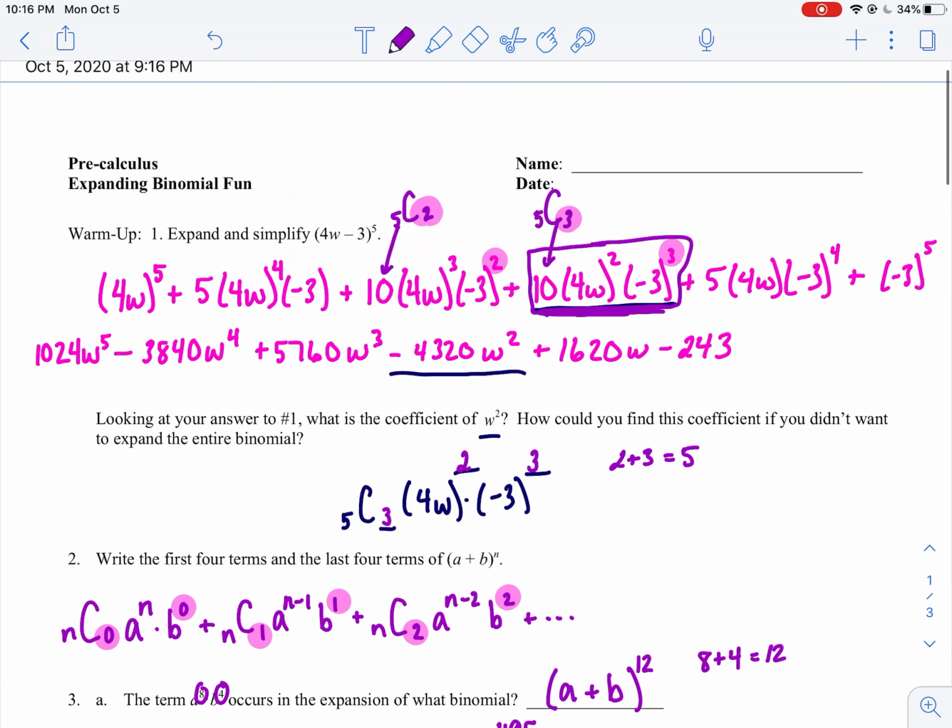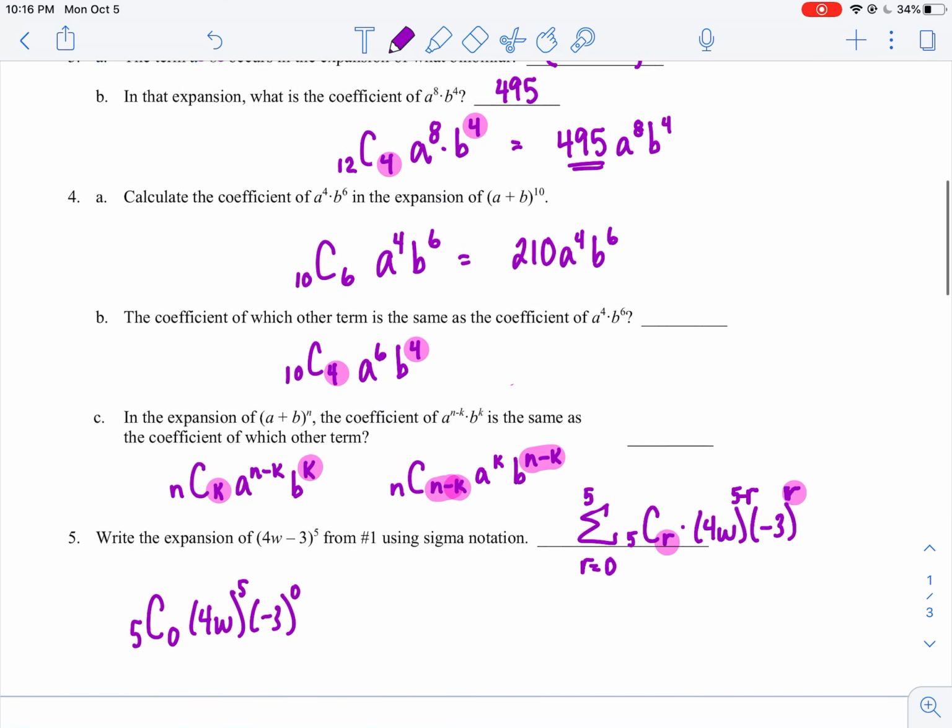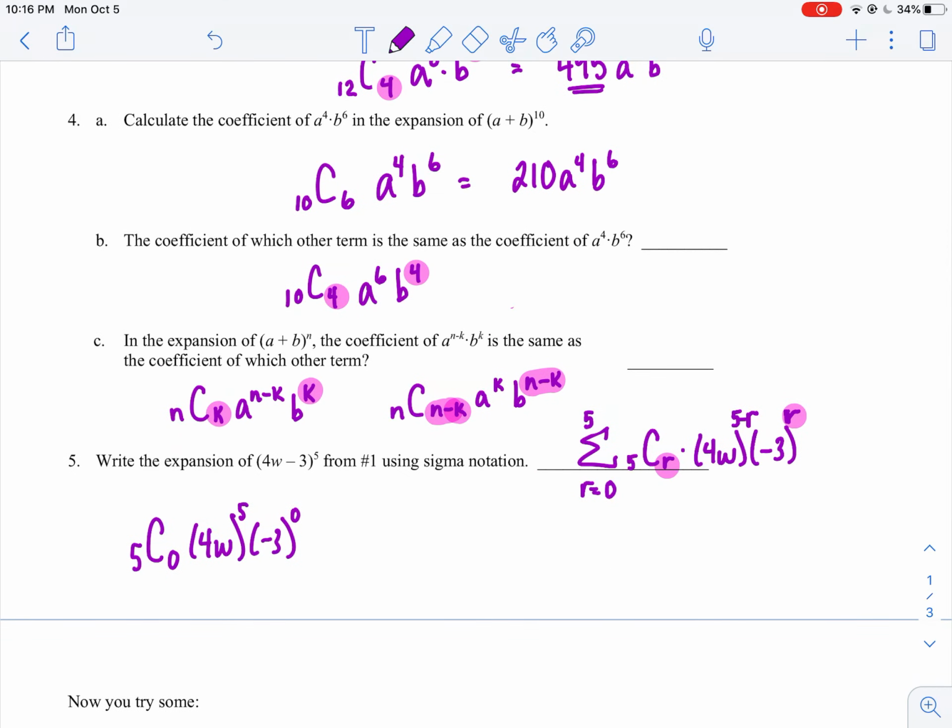And so sure enough, that is that first term, 4w to the 5th, because -3 to the 0 is 1 and 5 choose 0 is 1. Right? And then the next term would be 5 choose 1. Now the 4w would get raised to the 5 minus 1, because I'm letting R be 1. So then this would be to the 4th, and then the -3 would be to the 1st. And then I would just keep doing that until I got to when R was 5. So that is how we can actually write this using sigma notation.